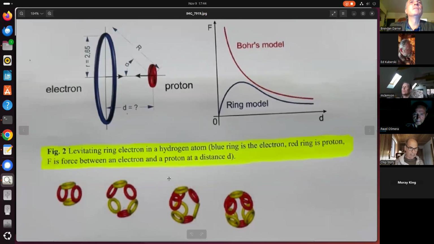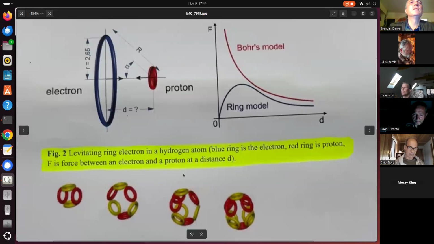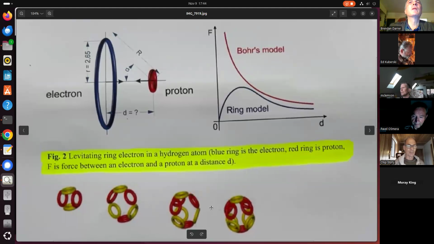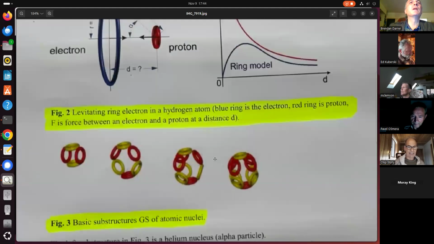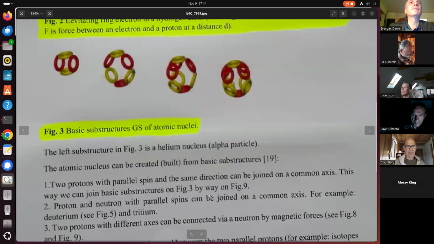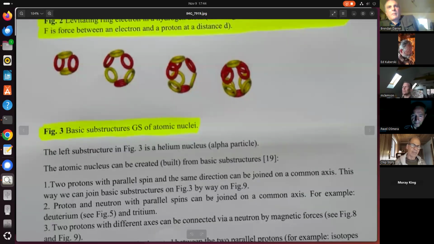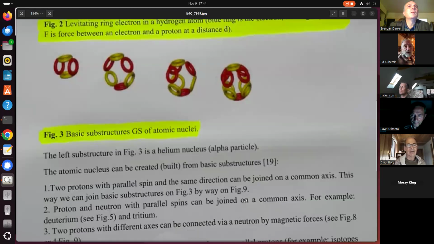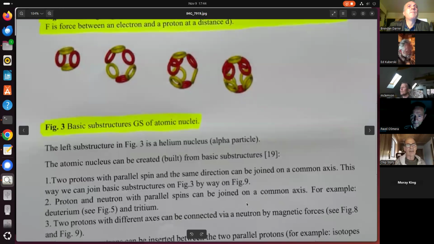Figure 2, levitating ring electron. In a hydrogen atom, we show the electron and we show the proton. F is the force between an electron and a proton at distance d. The next set of figures shows, instead of electron clouds, contiguous toroidal interaction and overlap. GS stands for globular structures, I think. And so this is maybe where the plasmoid concepts come into play, plasmoids being identical, tiny little toroidal structures.